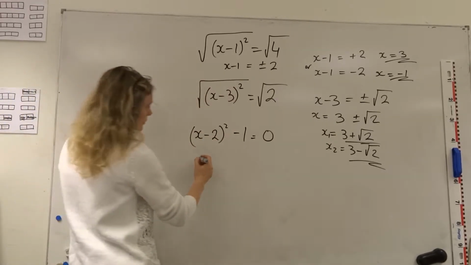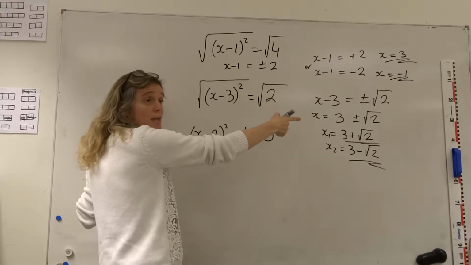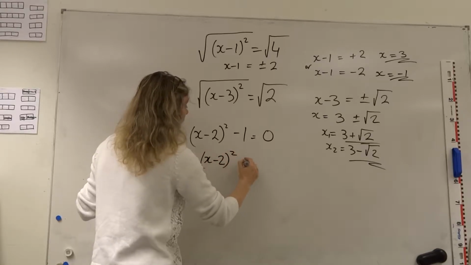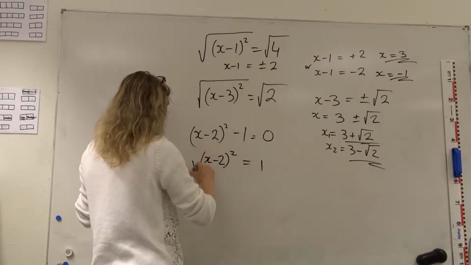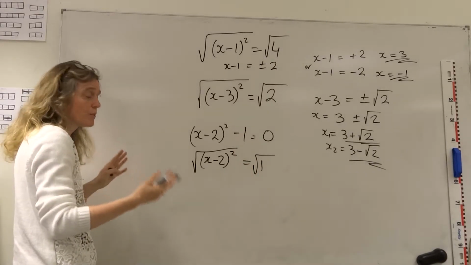Last one, (x - 2) all squared, minus 1 equals 0. Move the -1 to the other side. You get that (x - 2) all squared equals 1. Now we can take the square root of both sides, because we're allowed to do anything we want as long as we do the same thing.